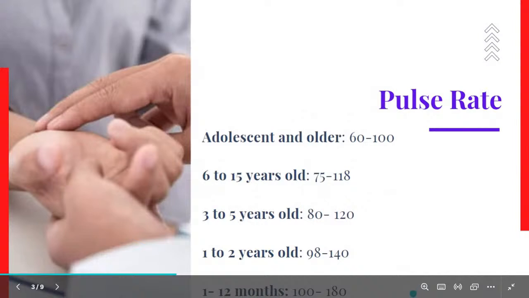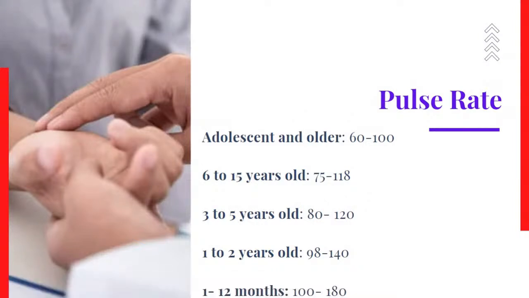All right, so pulse rates. It was easy to include, of course, pediatrics with pulse and respiration rates because it's not as broken down as the blood pressure readings are. All right, so adolescents and older. Now, across the board, it's going to be 60 to 100 for adults, right? Adolescents and older, right? 6 to 15 years old, 75 to 118. 3 to 5 years old, 80 to 120. 1 to 2 years old, 98 to 140. And 1 to 12 months is 100 to 180.